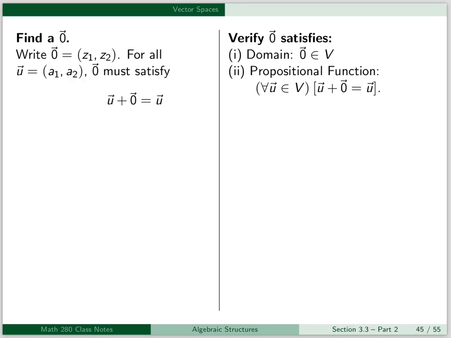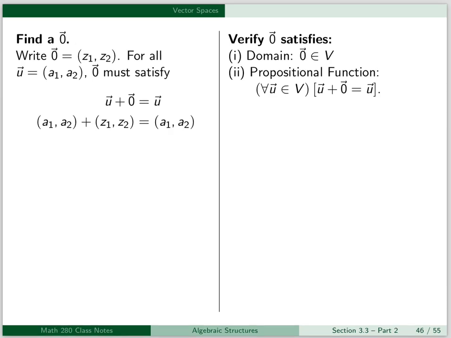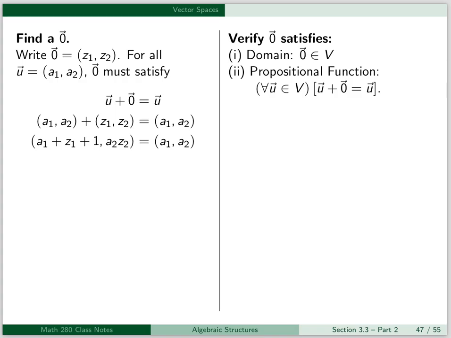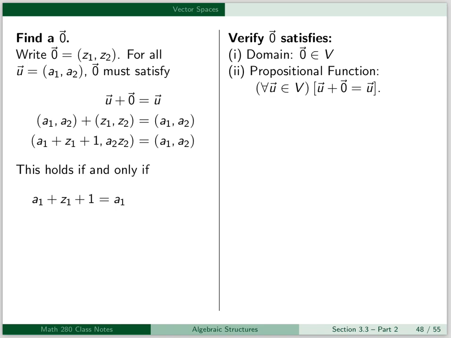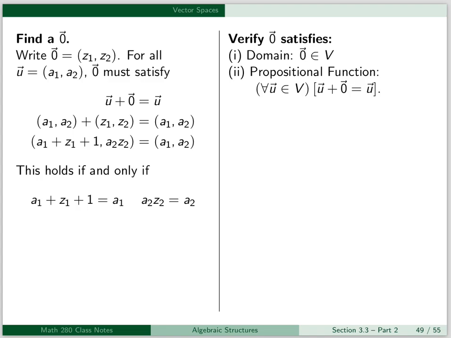And for all u equal a1, a2, our zero vector must satisfy the equality in the propositional function, which is u plus 0 equals u, which is a1, a2 plus z1, z2 equals a1, a2. And now we're using our definition in this example for the sum on the left. And so this will be a1 plus z1 plus 1, a2 times z2 equals a1, a2. And this holds if and only if the two components are equal. So that means that a1 plus z1 plus 1 equals a1, and a2 times z2 equals a2.